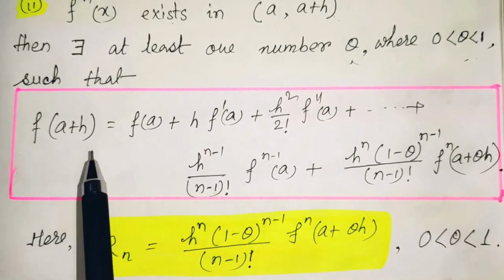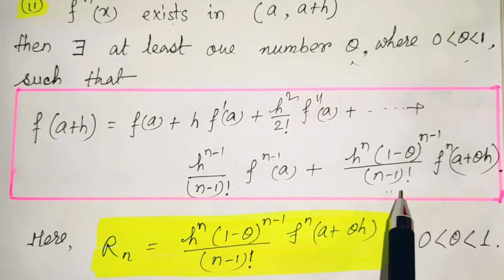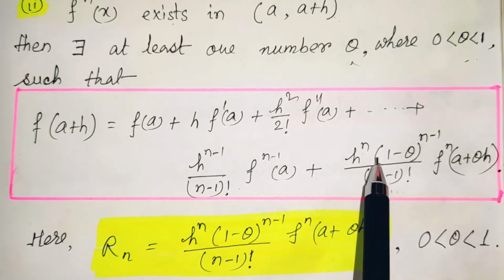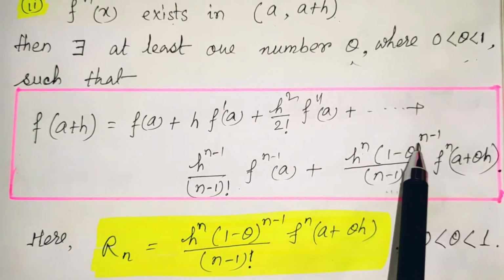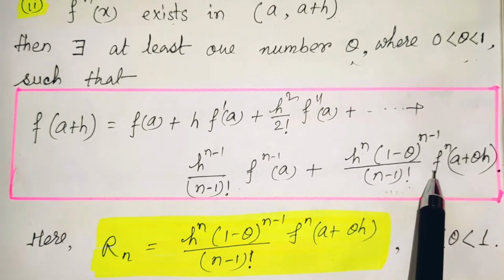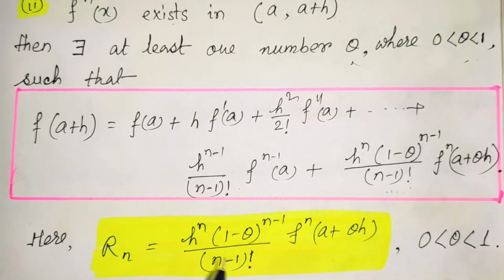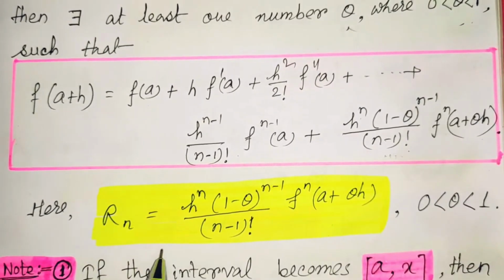Here everything is the same, the only change is in the last term. The last term is h to the power n into (1 minus theta) to the power n minus 1 by (n minus 1) factorial, and it is f to the power n of a plus theta h. This last term is called the remainder after n terms, and it is the Cauchy form of remainder.